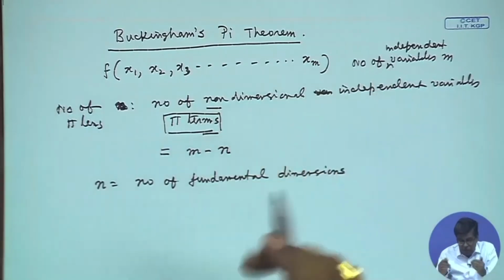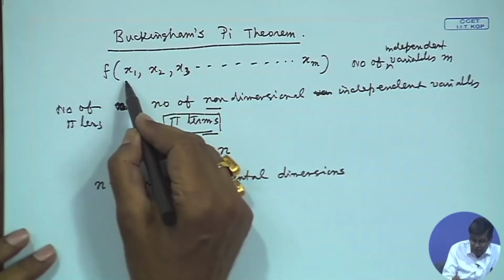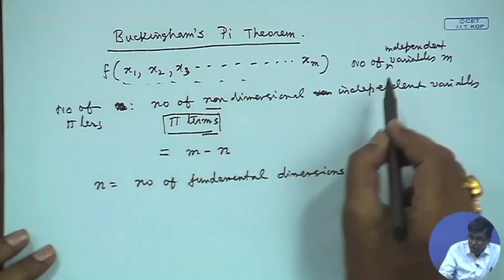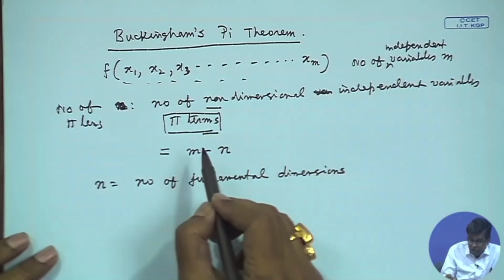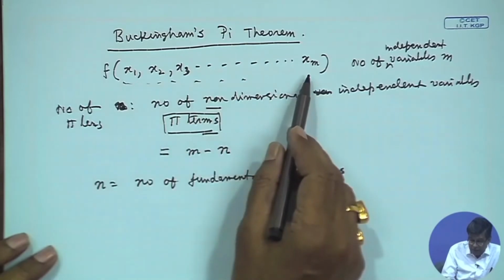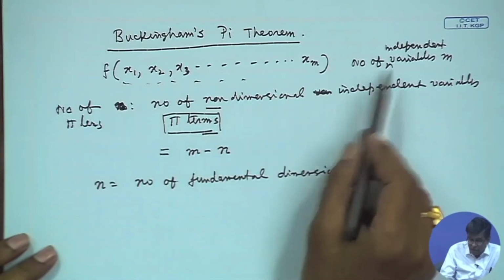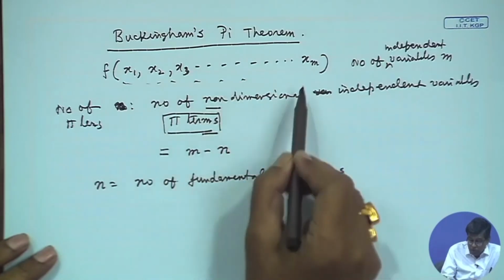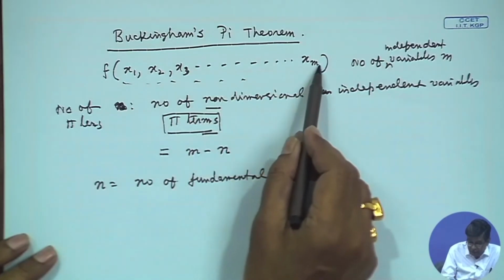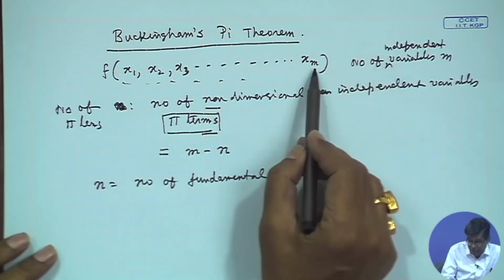Rather, it can be told this way: if a problem is defined by m number of independent dimensional variables, then because of dimensional homogeneity, there will be a smaller number of non-dimensional variables controlling the process, less than the number of the counterpart dimensional variables m.